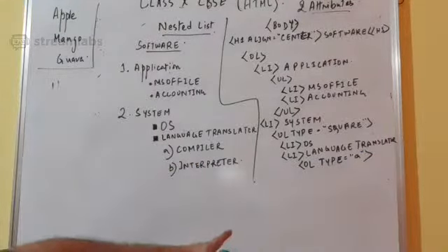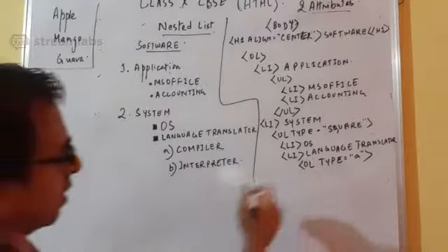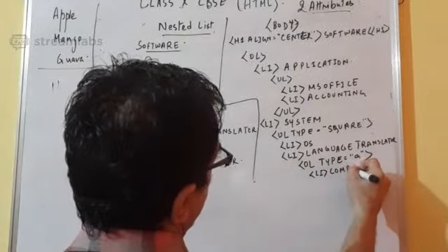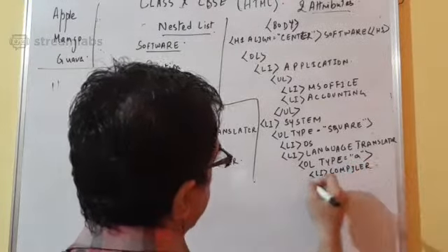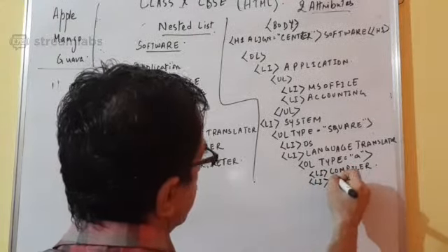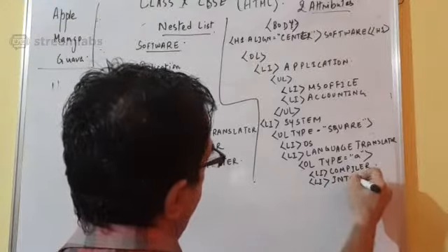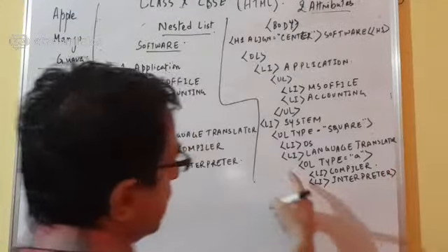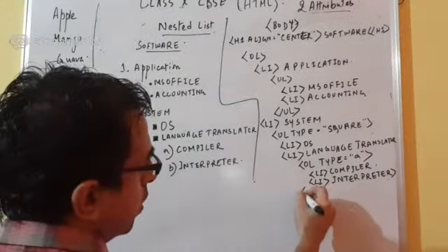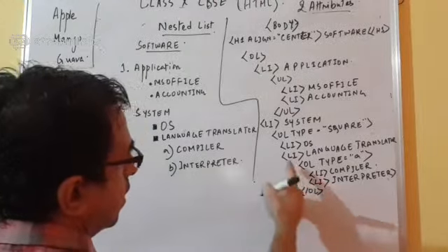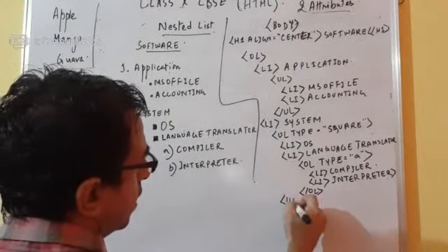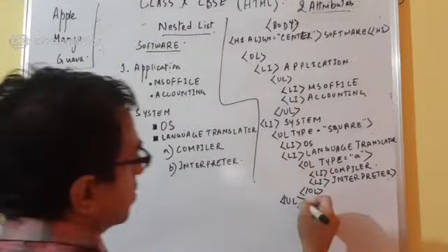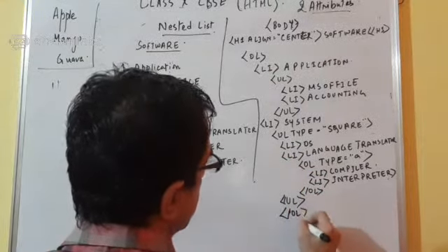I suppose you are getting it. So then your LI, and then it will be compiler. Then LI, your interpreter. Then all those tags you need to close right now. Here you need to close this OL tag, then this UL tag. You need to close this, and then at the last one more OL tag should be closed.